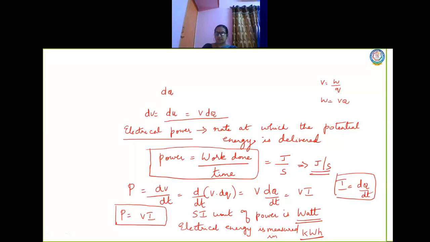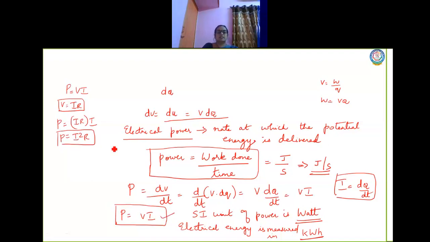Right. So let us come back to this formula, P is equal to VI. Let me write here, children. So P is equal to V into I. I know from Ohm's law V is equal to I into R, correct? So substitute: P is equal to, instead of V you substitute I into R, into I. So here you have I square R, which is also the formula for power. So this is the first formula.